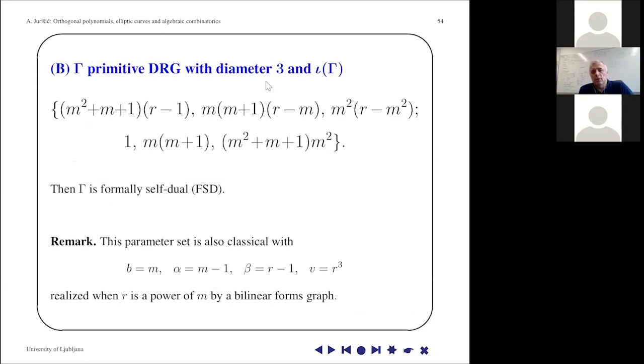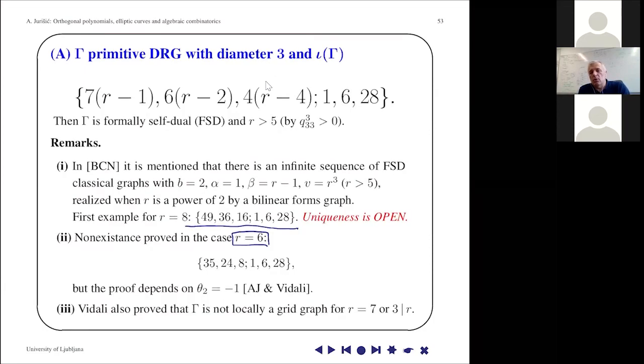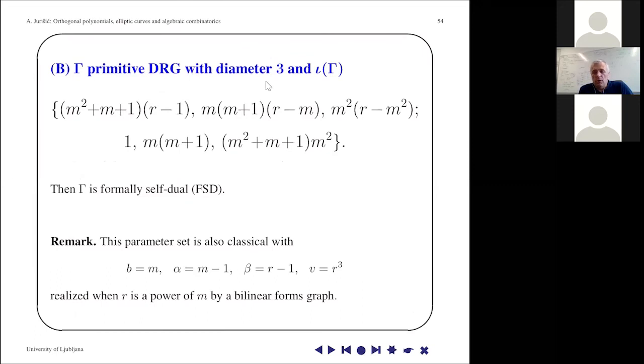So these numbers 1, 6, and 28, while they can be described as n times n plus 1, and this a little bit harder product, and also these are formally self-dual and classical, and also this one have examples from bilinear forms. The number of vertices is still cubic. Actually, Musicuk proposed a construction, and Janusz proved that that's actually equivalent to bilinear forms graphs.